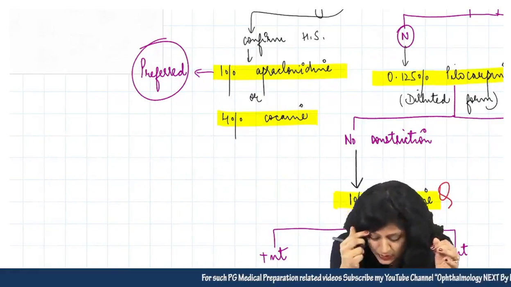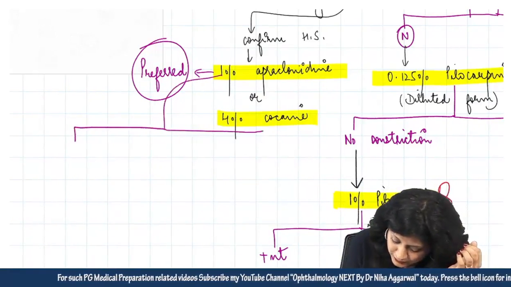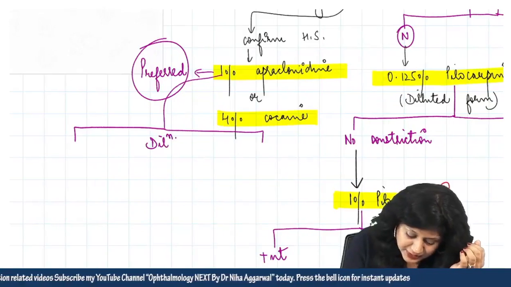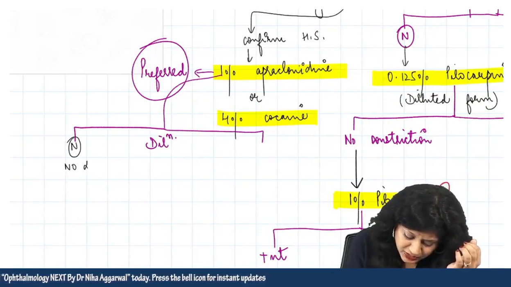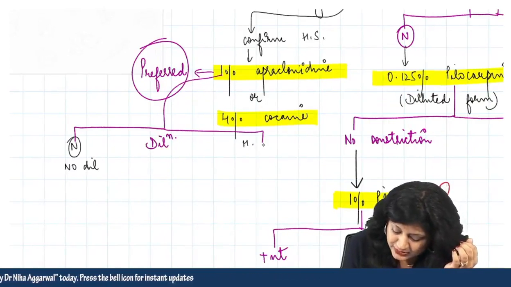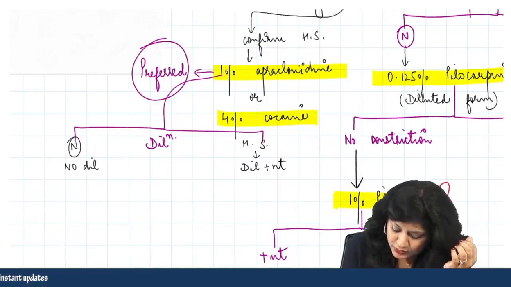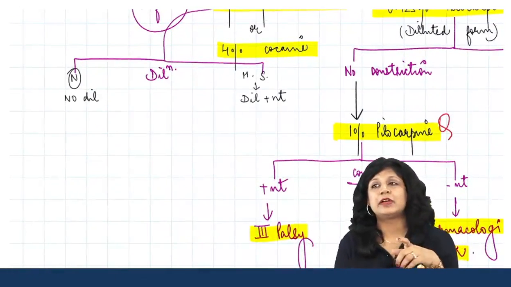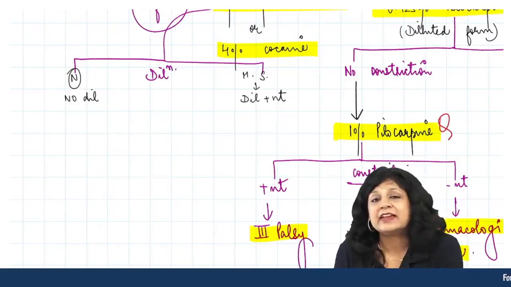If I give this apraclonidine, you look for the dilatation. If it is a normal pupil, there will be no dilatation, while if it is Horner syndrome, the dilatation will be present. So due to these two reasons, we prefer 1% apraclonidine: it is showing a positive response in the affected eye, and secondly, it does not carry any substance abuse.